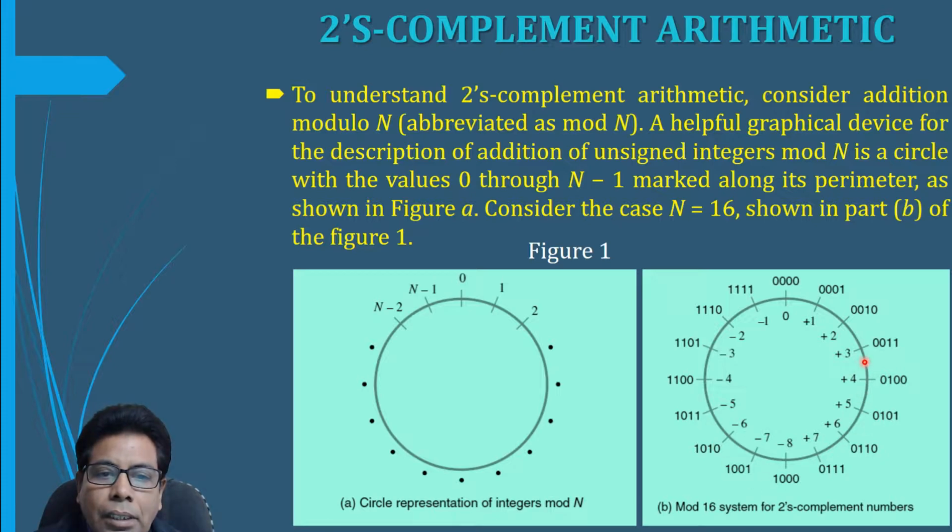So you can try any number. Suppose you take the number 2, and 2 plus, suppose you take 3. So you have to move 1, 2, 3 places. That will give you the answer 0101, which represents 5. So for addition, you just have to take the number and move by the number of places given by the second number, clockwise. That will give you the addition. Then for subtraction, we have to take the 2's complement and then move that many places.